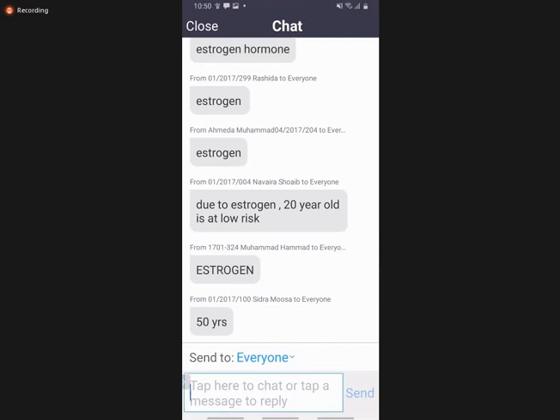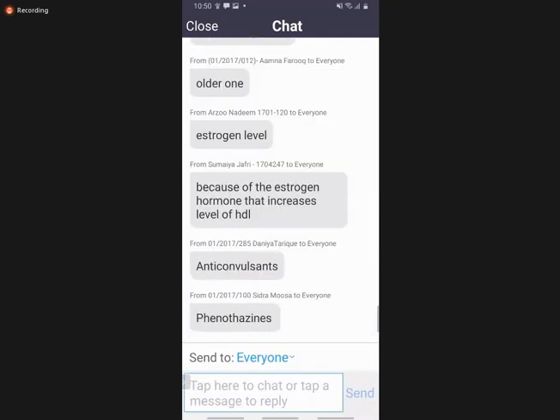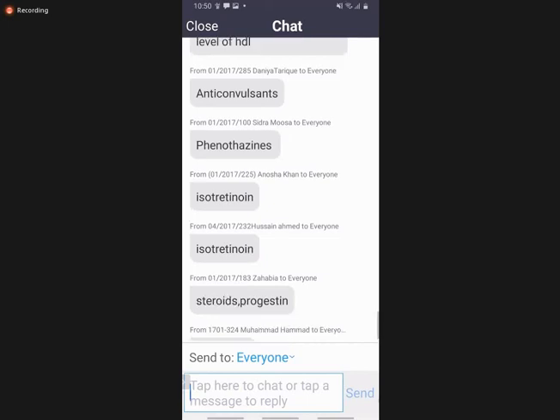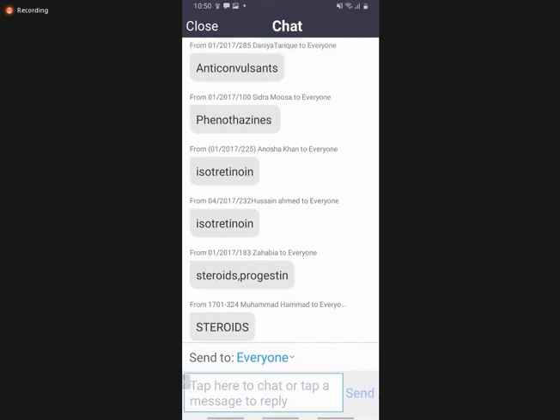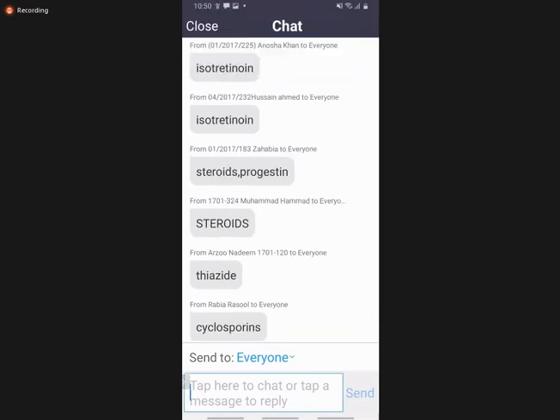Give me the name of 2 to 3 drugs that cause hyperlipidemia. Anticonvulsants, right. Very good. Steroids, progestin, isotretinoin, phenothiazines, anticonvulsants. If the patient has a history of epilepsy and uses anti-epileptic drugs, and the most common is steroids. So I think cyclosporin, you are very right.